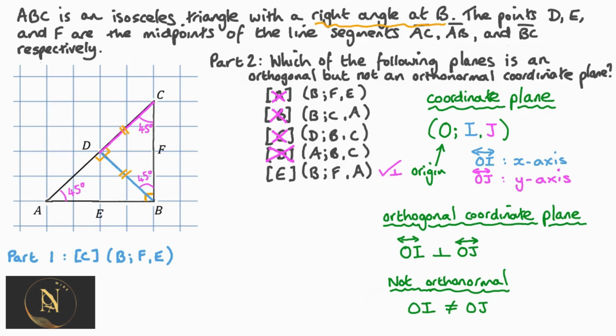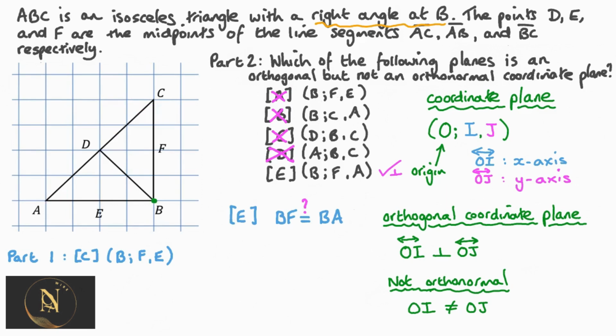So now finally considering option E, we have B as our origin and axes BF and BA, and we know already that BF is actually 1/2 of BA, since BA is the same as BC, and F is the midpoint of BC. So for option E, our unit lengths are not the same, and the plane represented by E is not orthonormal, but it is orthogonal. So the answer to part 2 is option E, the plane BFA.